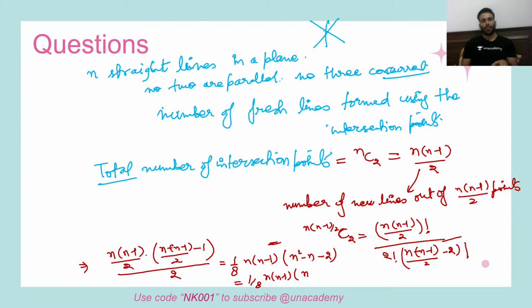Correct, guys? Right? Is anyone having any doubt? If you have any doubt, you can always ask. Clear? So I'll have what? n multiply n square minus n. Like this. Right, guys? So this is what I'll have.